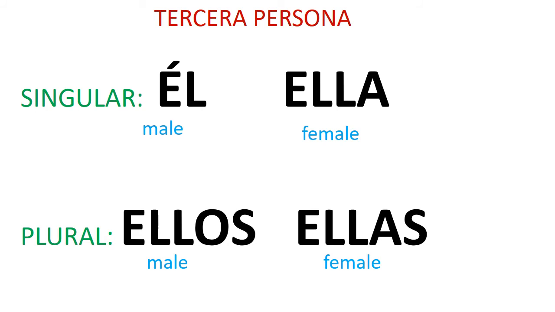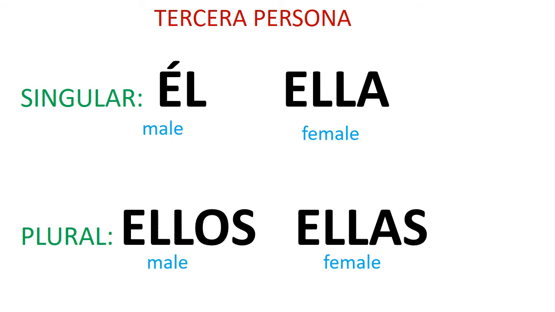And remember the accent, él. But if I'm talking about a woman or a girl or something that is referred to as a female, I use ella. Él, ella. So él es un hombre, he is a man, and ella es una mujer, she is a woman. Ella, él, ella.